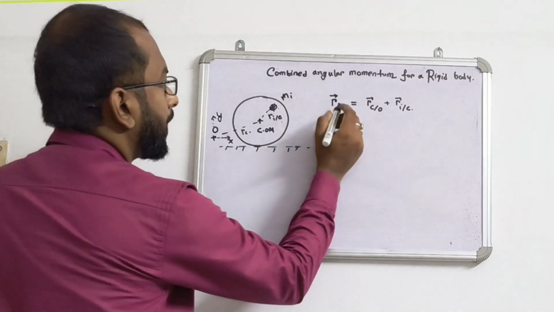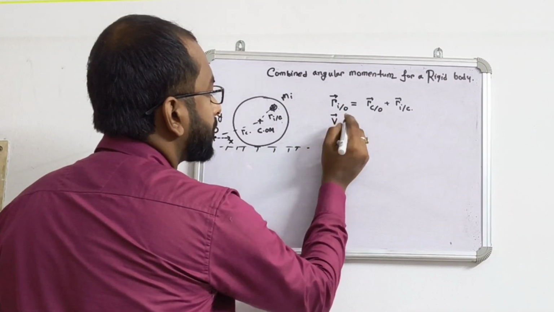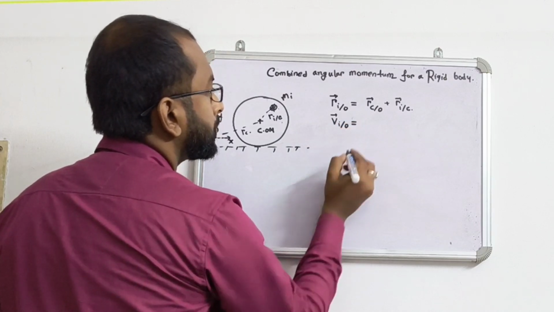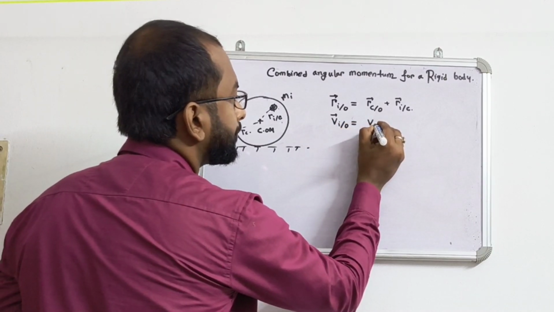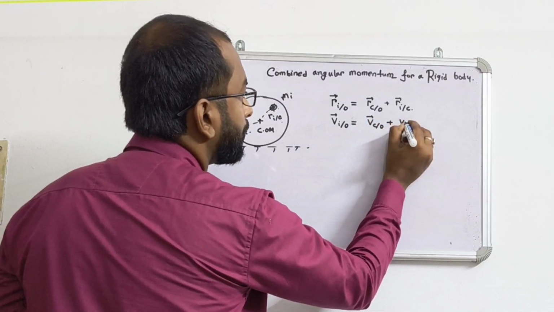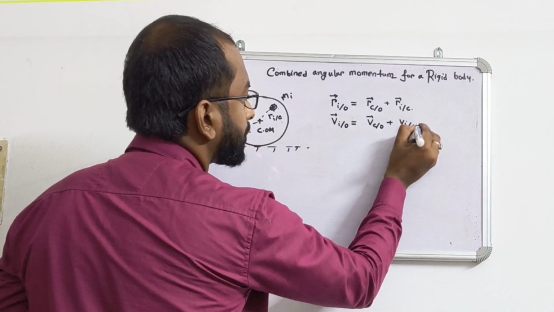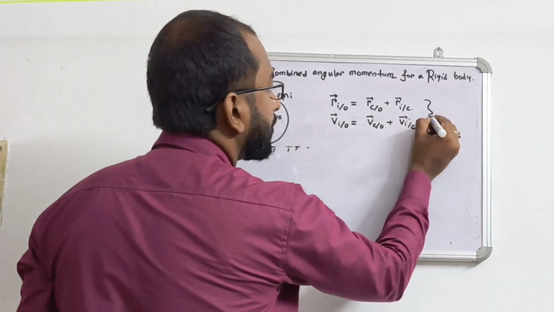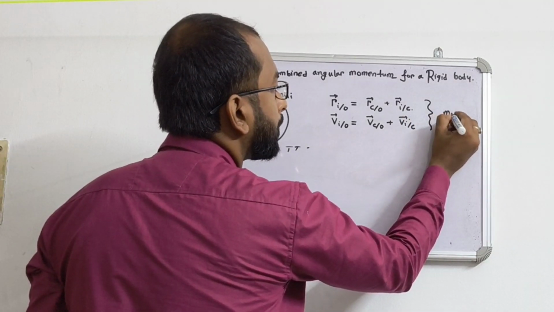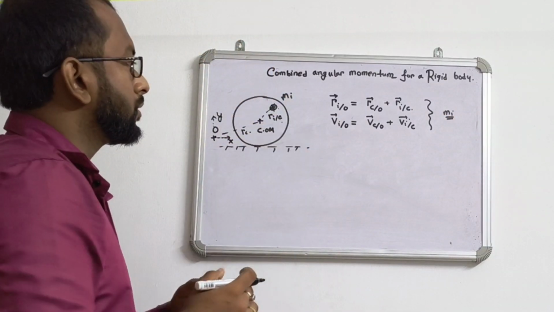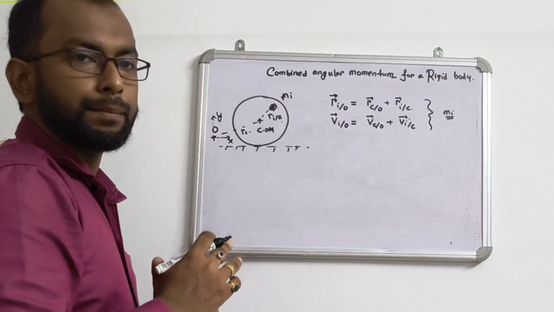Now similarly we can write that velocity of the ith particle or ith mass with respect to the origin is the summation of velocity of center of mass with respect to origin plus velocity of ith particle with respect to the center. Now let's say the mass of one ith particle is mi.